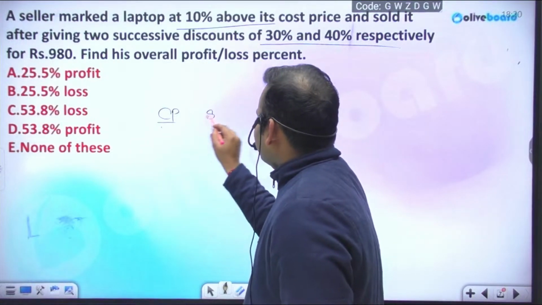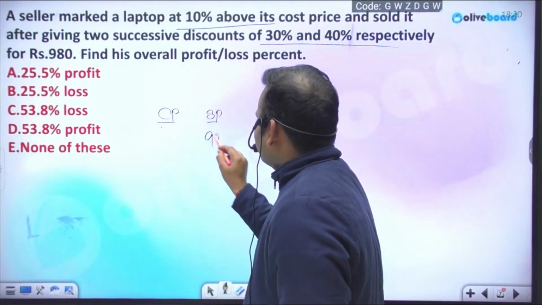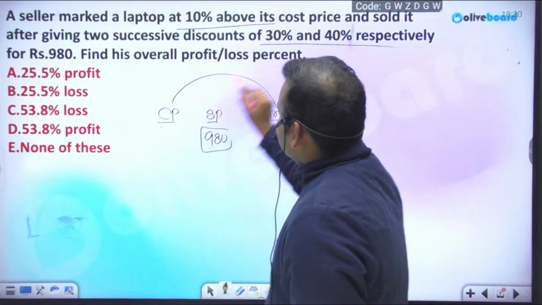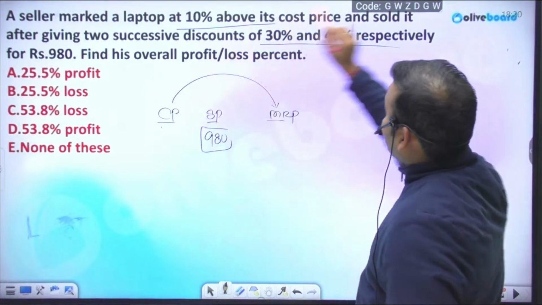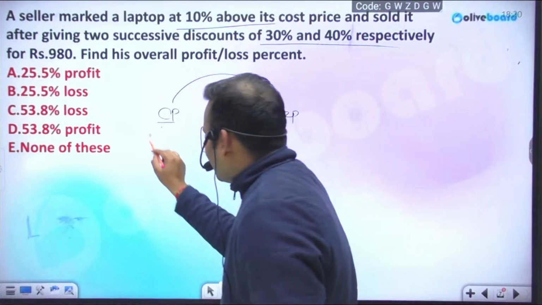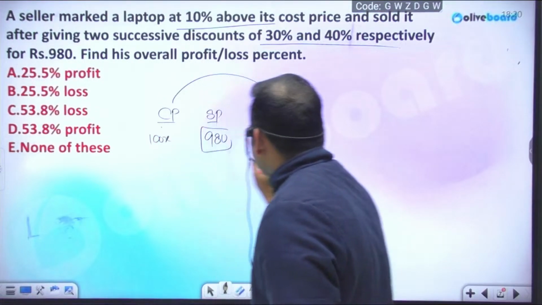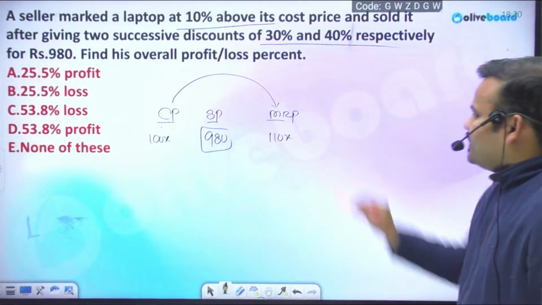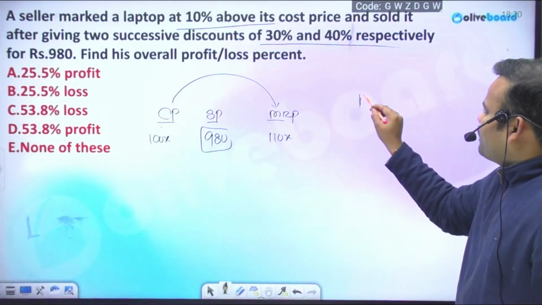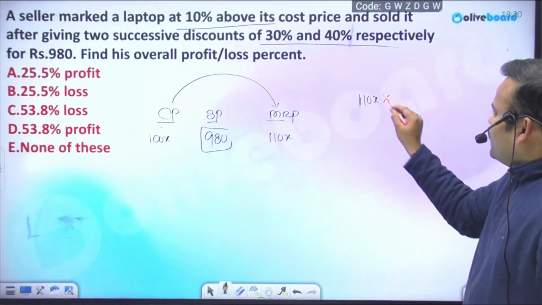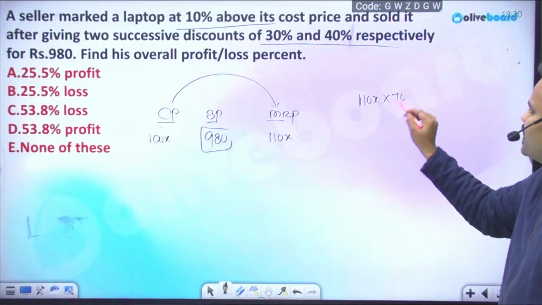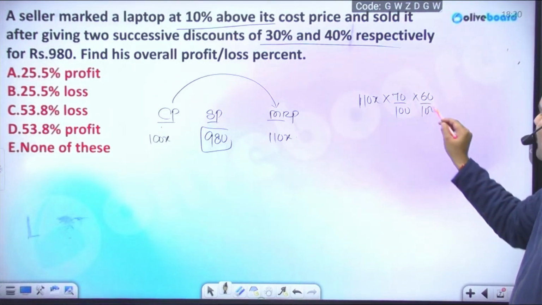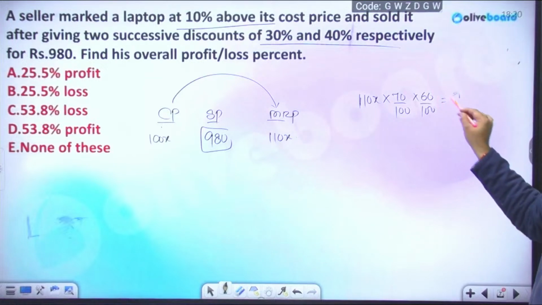So selling price is given as 980. Only this particular value is given, nothing else is given. This is shown as 10% above. A seller marked his laptop 10% above. That means the article of 100x being marked at 110x. And this 110x is the MRP, and on this MRP you are giving two successive discounts: 30% is the first discount, 40% is the second discount, and the value of the selling price is representing 980.